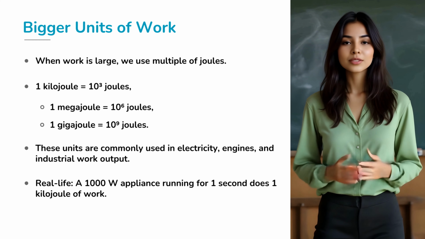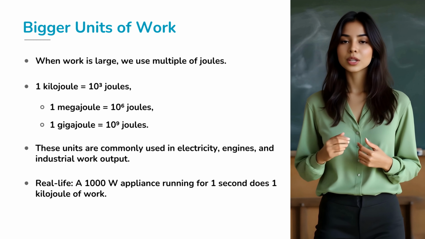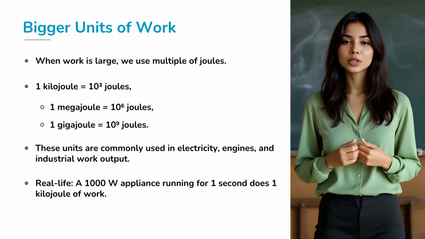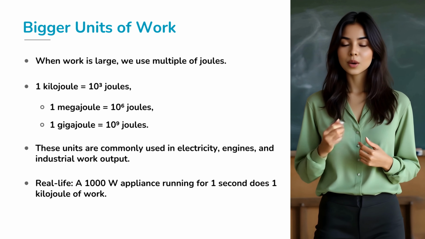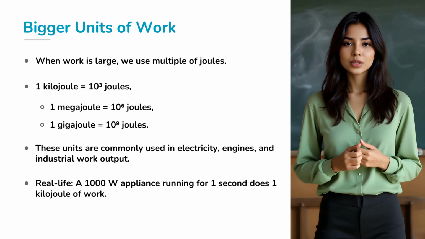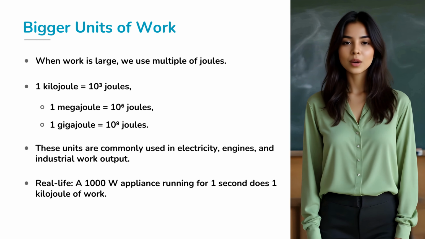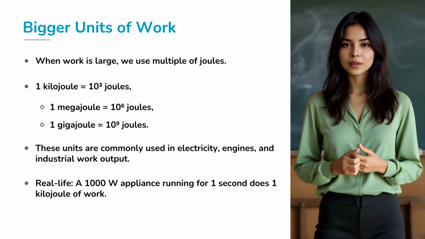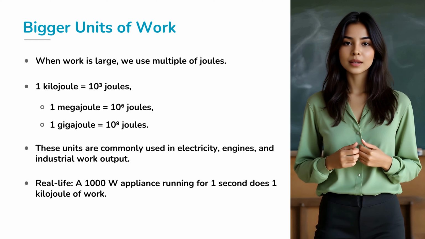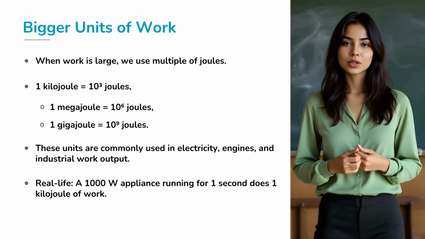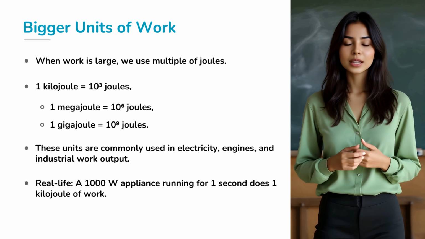Now, in many real-life applications, like electric generators or engines, the amount of work is much larger than 1 joule. So we use bigger units for convenience. 1 kilojoule equals 10 to the power 3 joules. 1 megajoule equals 10 to the power 6 joules. 1 gigajoule equals 10 to the power 9 joules. For example, an electric heater that consumes 1,000 watts of power for 1 second does 1 kilojoule of work. So these larger units are very useful in industrial and energy-related calculations.